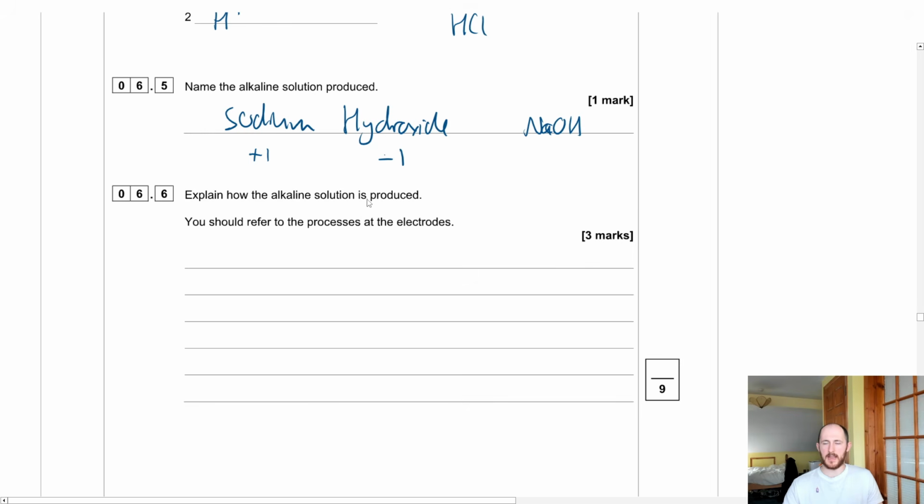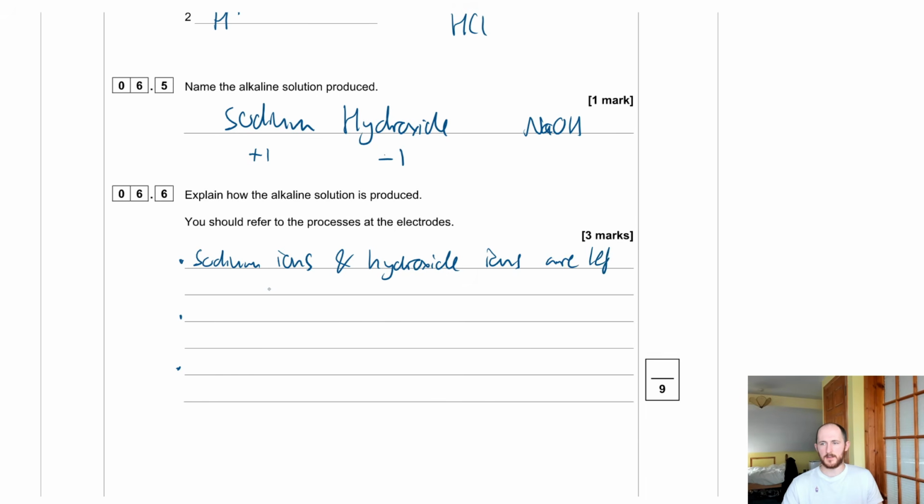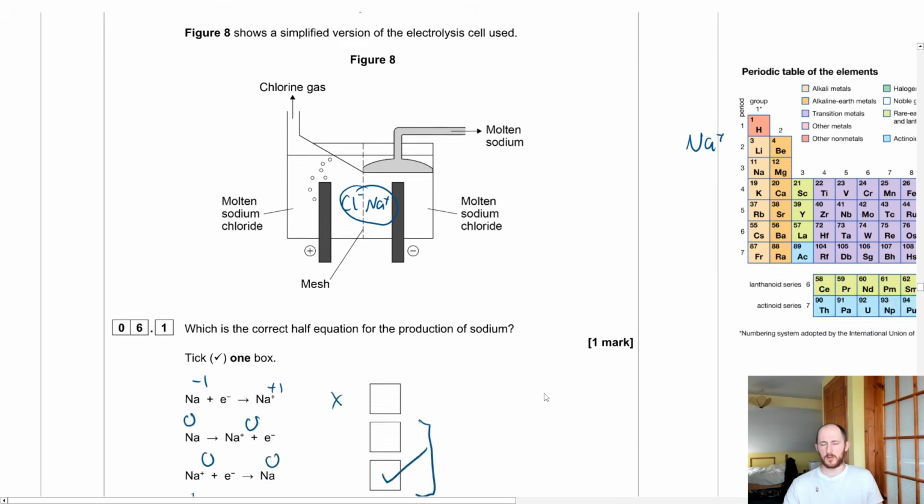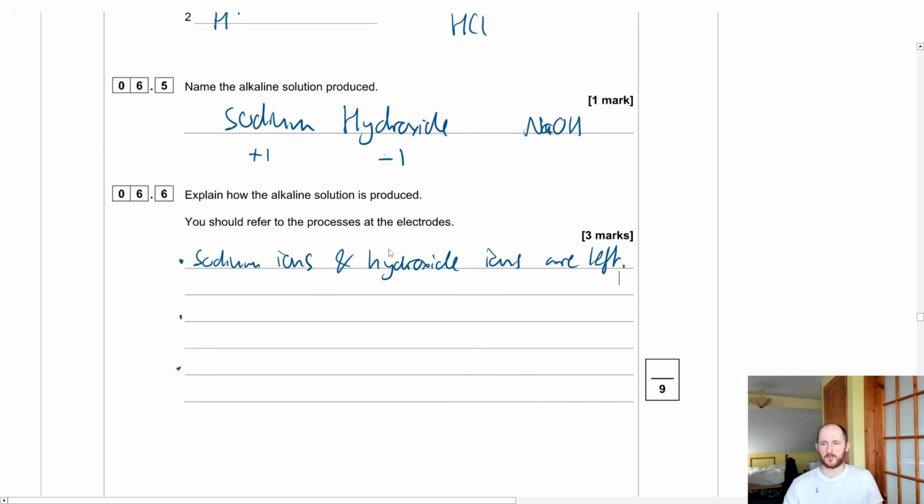Now the question is, how is the alkaline solution produced? You should refer to the processes at the electrodes. Well, again, 3 marks. Let's put our classic 3 bullet points because we don't want to write anything we don't need to. Simply put, the sodium ions, the Na plus ions, and the hydroxide ions are left behind. Because remember, we're actually producing sodium in this reaction. So what's going to be left inside the solution is a bit of sodium, but also the hydroxide ions.